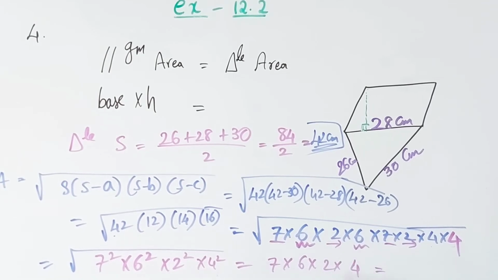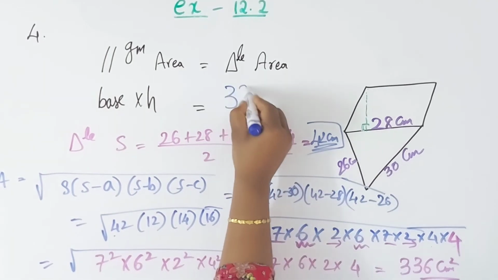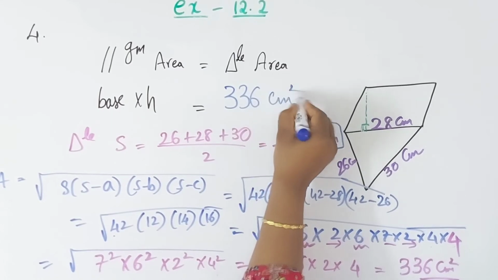Correct children? 7 6 are 42. 42 into 2, 84. 84 into 4 children, that is 336. 336 centimeters square. This is the area of the triangle only. That is equal to parallelogram area, they said. Correct children? So here area of triangle equal to 336 centimeters square.